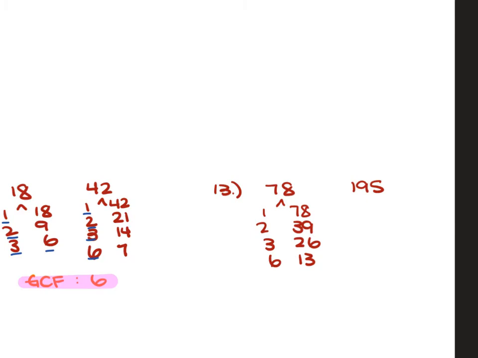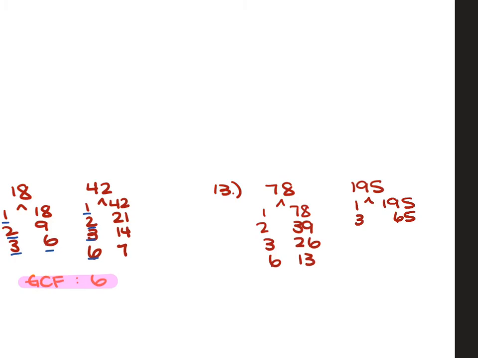For 195, we have 1 and 195. If you add up all of those digits, 1 plus 9 is 10, plus 5 is 15. 3 goes into it evenly then, and it's 65 times.